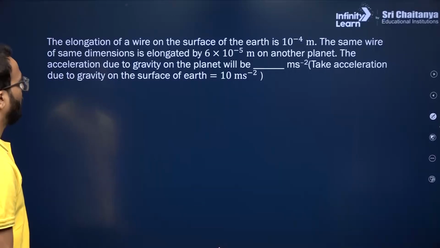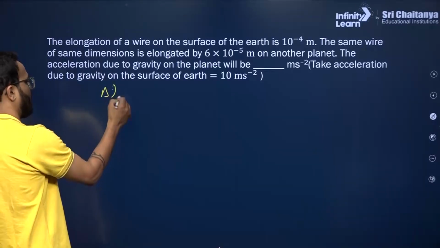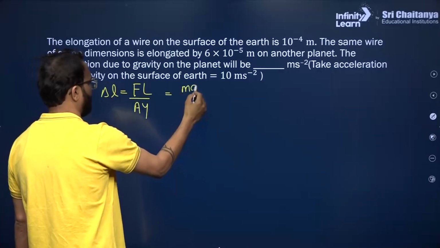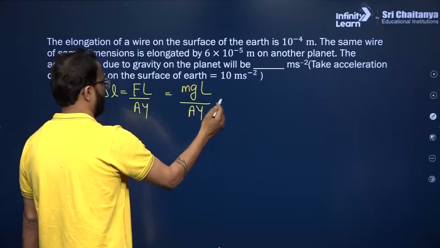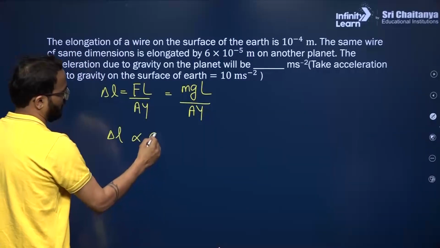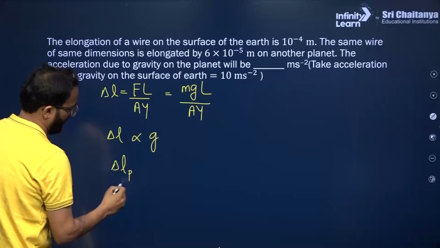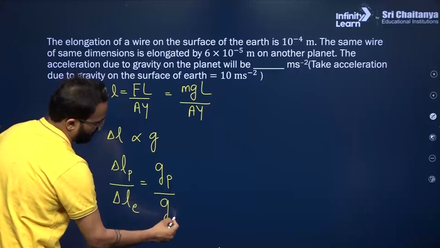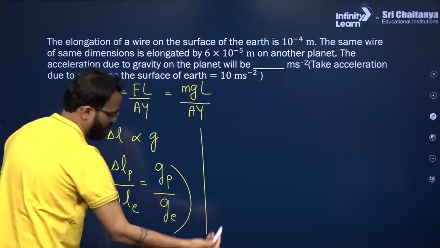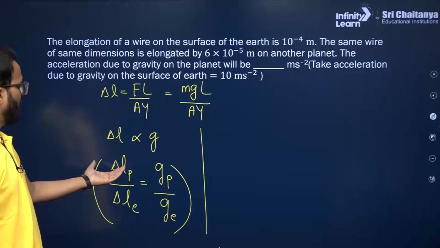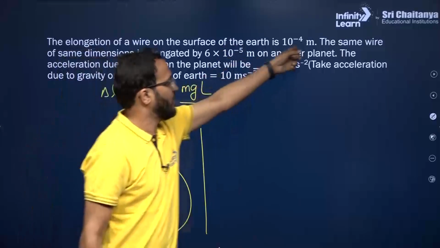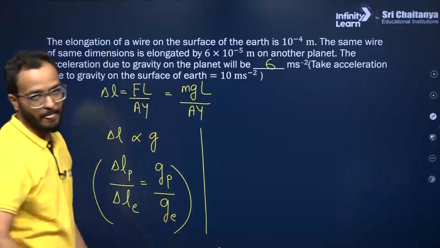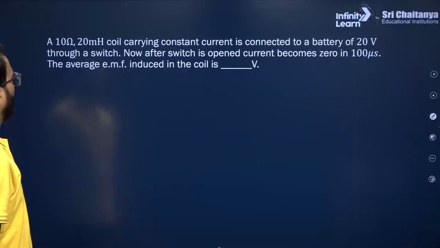Now the elongation of the wire on the surface: delta L is equal to F L by A Y. If F is equal to, suppose, mg, we can say that elongation is directly proportional to g. So elongation on the planet upon elongation on earth is equal to g on the planet upon g on the earth. Use this formula and get your answer here. Very simple. Delta L on the planet is given, on earth is given. Take the values and get your answer. The answer will come out to be 6. Right, so now this is a good question.